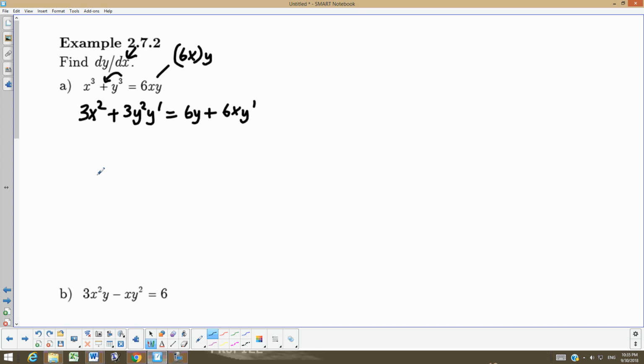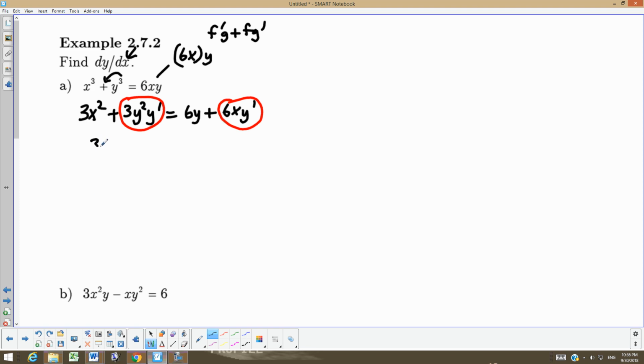Okay, so that's just product rule at work, right? It's the f prime g plus fg prime. Okay, so now what I have is two terms. There's one term here that has a y prime in it, and there's another term here that has y prime in it. And so what I'm going to do is put those terms on the same side.